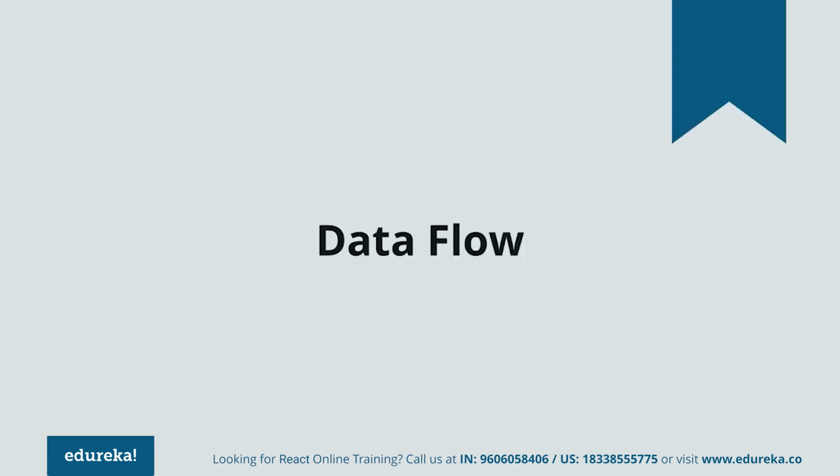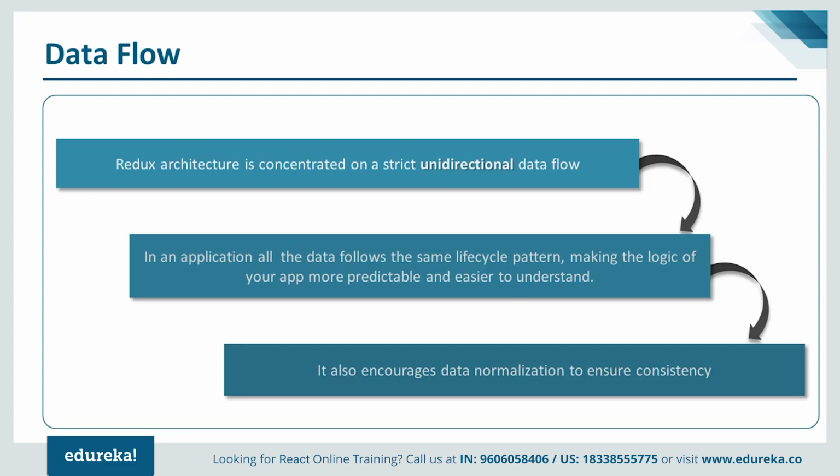Now the data flow. How does data flow happen in Redux? How does data flow from the action till the view part or the application part in Redux? So Redux architecture is concentrated on a strict unidirectional data flow. In an application, all the data follows the same lifecycle pattern. I can say it makes the logic of your application more predictable and easier to understand. At the same time, it also encourages data normalization to ensure consistency. So that is how it works in Redux.